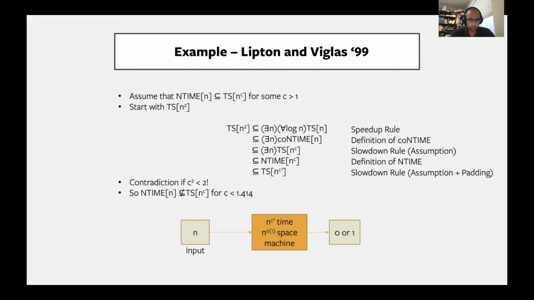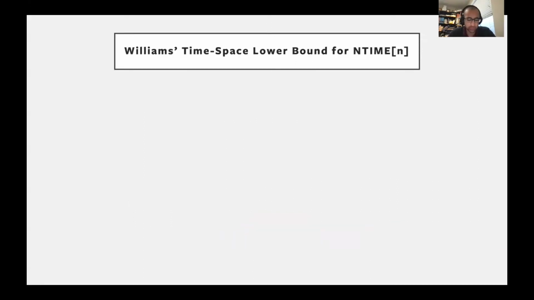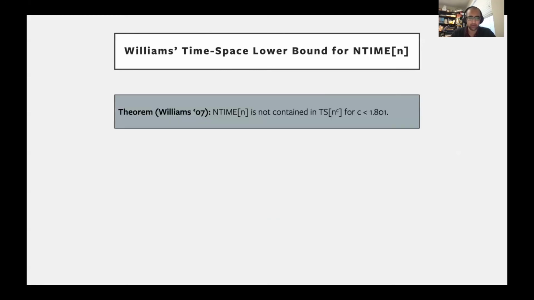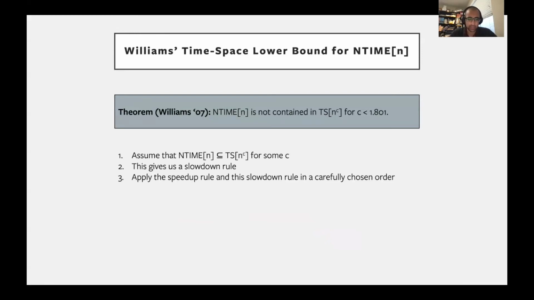This is nice. How do we do better? Well, this was achieved in several works building up to Ryan Williams' time-space lower bound for NTIME(n) from '07, which is that NTIME(n) is not contained in TISP(n^c) for c less than 1.801. And the proof is somewhat similar with one major difference. Assume that NTIME(n) is contained in TISP(n^c) for some c. This gives us a slowdown rule. And now we may apply the speedup rule and this slowdown rule in a carefully chosen order.